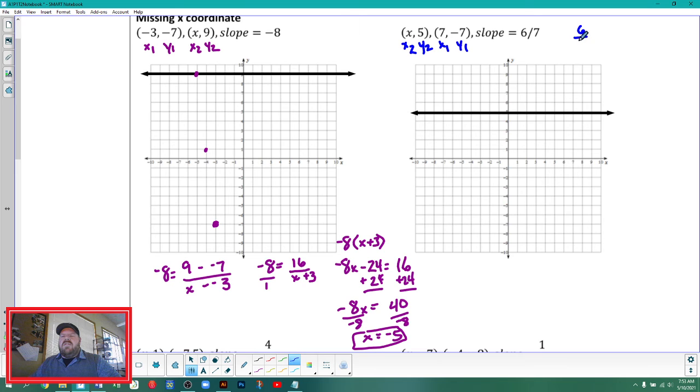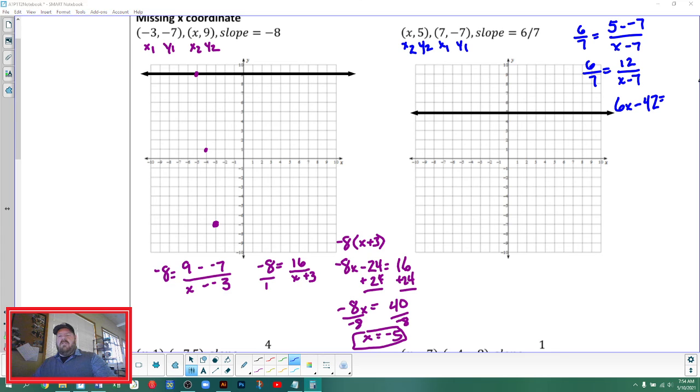And my slope of 6 over 7 is going to equal y2 minus y1, so 5 minus negative 7. x2 minus x1 will be x minus 7. Simplify what we can. 5 minus negative 7 is 12, and x minus 7 there. We can cross multiply and solve. It's not going to be too pretty. 6 times x minus 7 is 6x minus 42. And 7 times 12, my brain's not working this morning, is 84.